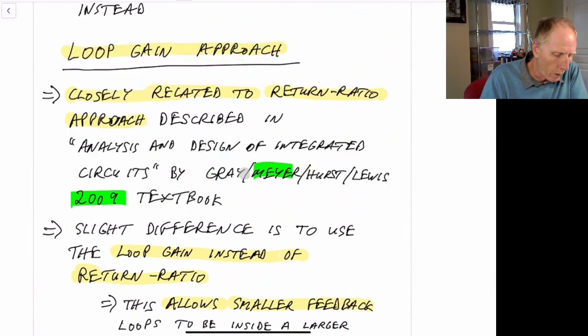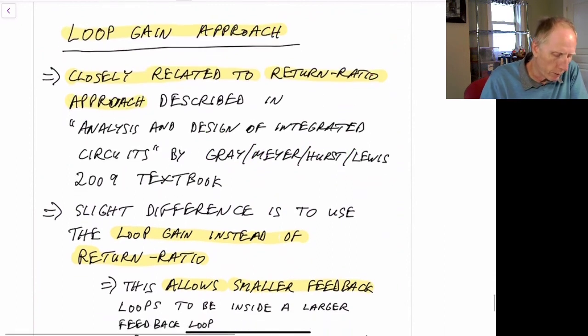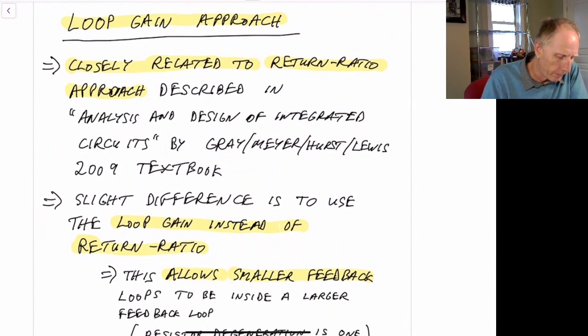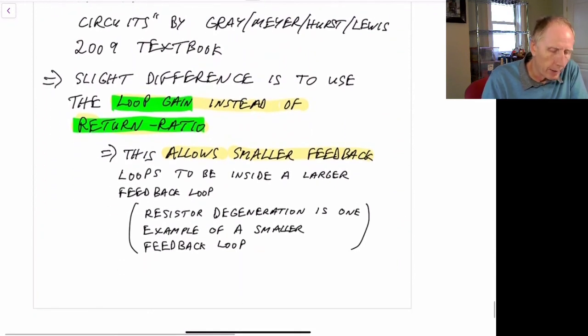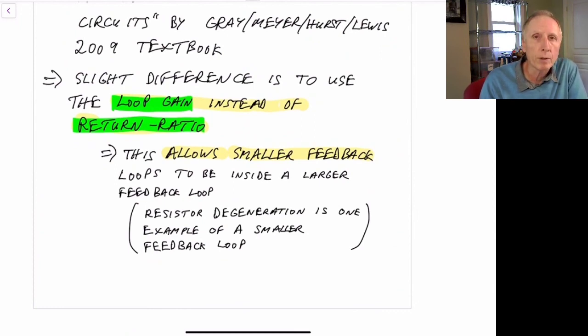So why not just use the return ratio approach? Well, there's a slight difference. The method we're going to talk about will use loop gain instead of the return ratio. And the reason for that is the return ratio approach does not really allow a smaller feedback loop. It requires that there's only one feedback loop in the entire circuit. If you have multiple feedback loops in the entire circuit, then you'll get different return ratios depending upon which of the elements that you use.